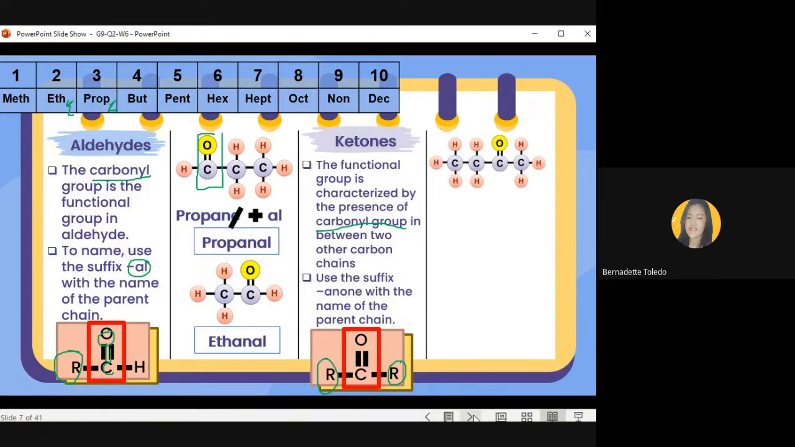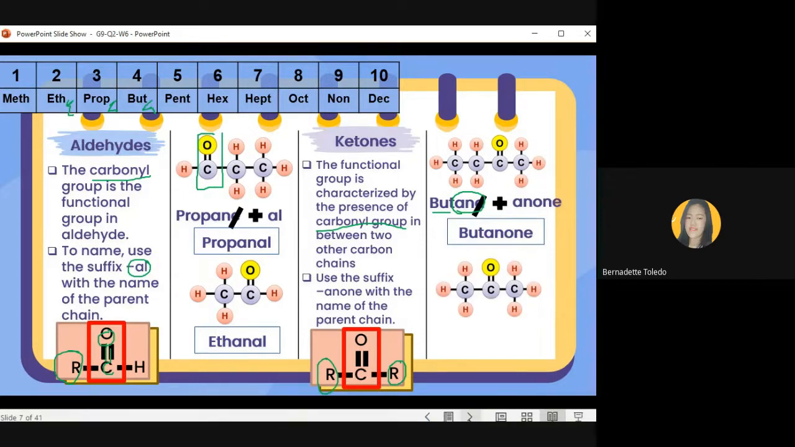So, same with how we will name the aldehydes, we will just count the number of carbons and identify its alkane name. For this one, we have four carbons, so we have butane. Four carbons, and ane because this is a single-bonded chain. Now, remove the letter E and add the suffix for ketone, which is anone. Then we will come up with the name butanone.